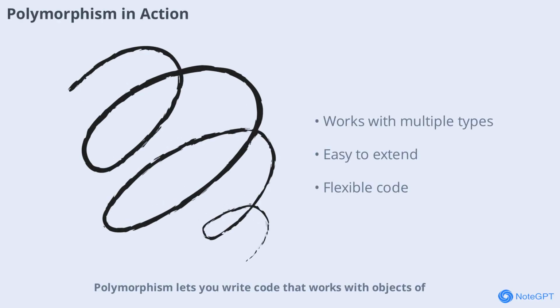Polymorphism lets you write code that works with objects of different classes as long as they share a common parent. For example, a function that draws shapes can accept circles, squares, or triangles, each with their own draw method. This makes your code more flexible and easier to extend, as new shapes can be added without changing existing functions.